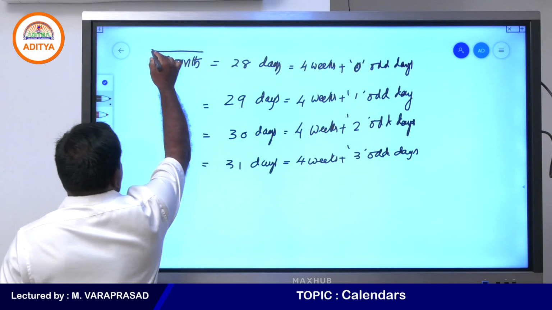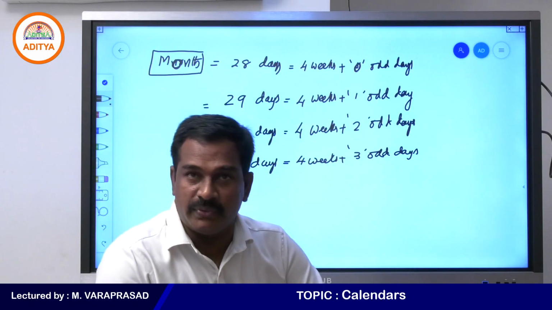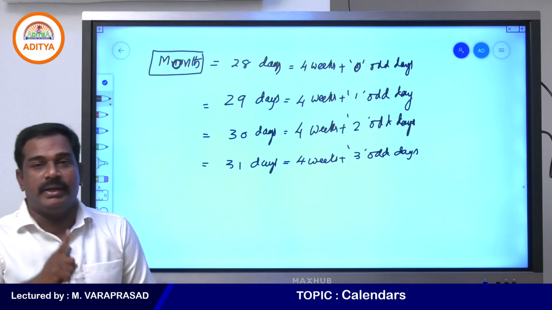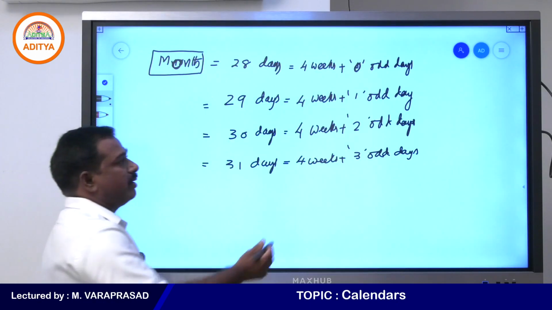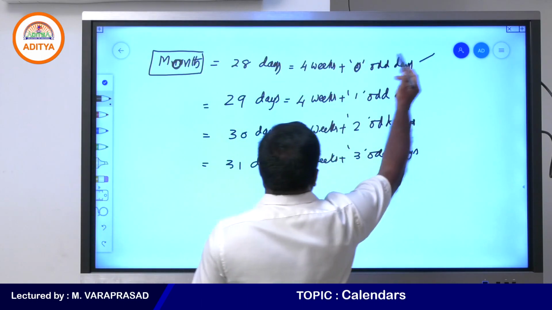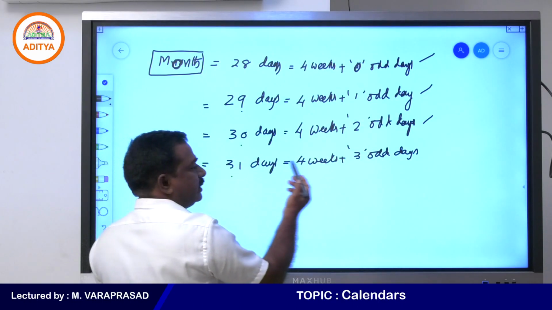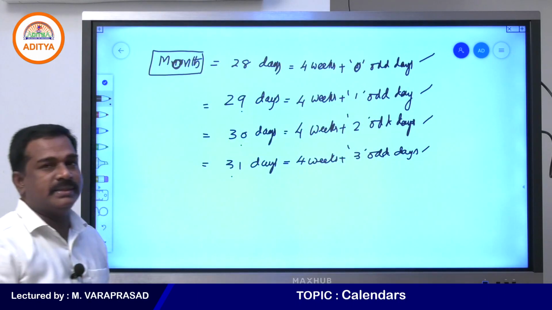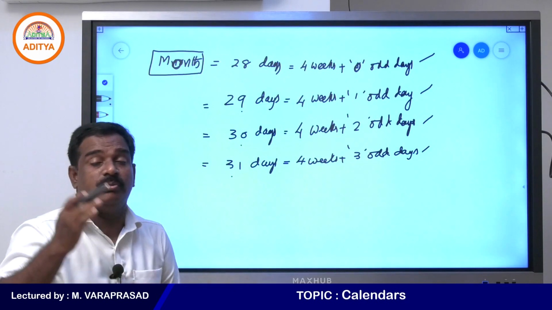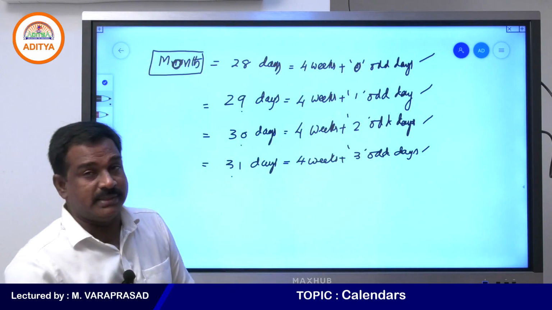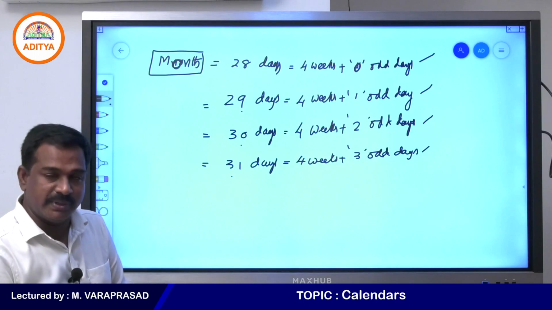We have 4 different kinds of months: 28 days, 29 days, 30 days and 31 days. So 4 different odd days: 28 days will have 0 odd days, 29 days will have 1 odd day, 30 days will have 2 odd days and 31 days will have 3 odd days. Odd days means extra days: when the number is divided by 7, the remainder denotes the odd days.